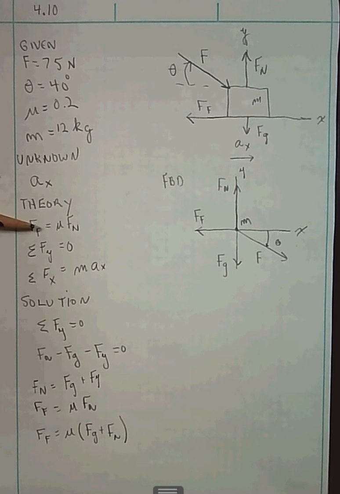So we need to know how to find the force of friction. We need to sum the forces in the y to get the force of friction, and sum the forces in x and set them equal to mass times acceleration in the x.